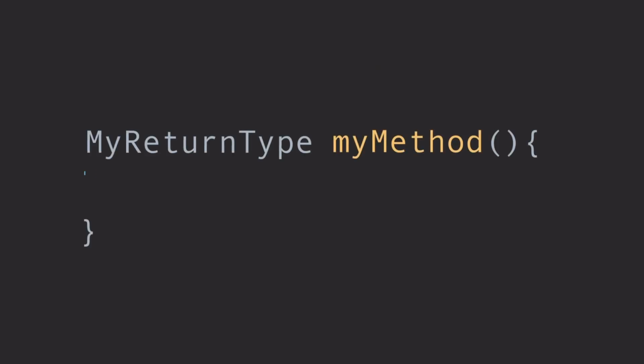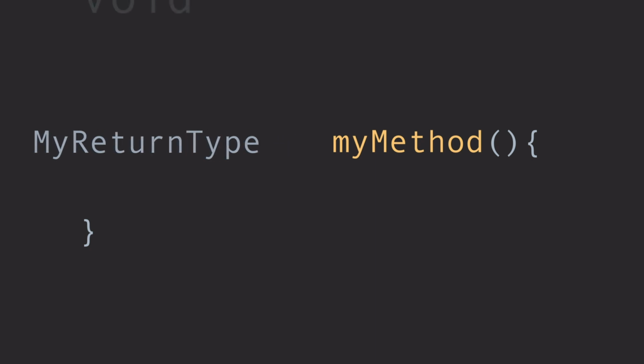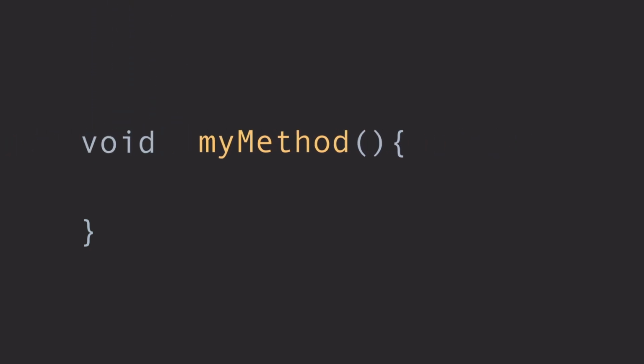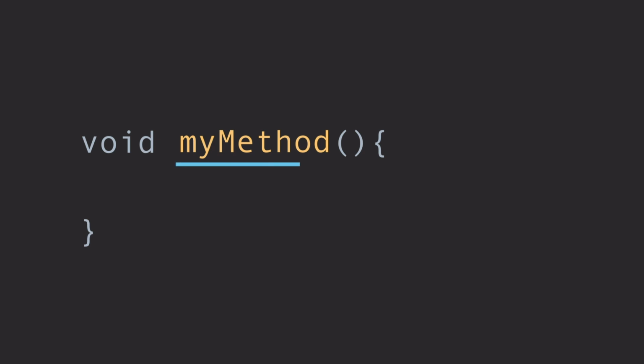The declaration of a method starts with a return type. This says what the method will return back to the caller of the method. Now, void is a special Java keyword which means the method does not return a value. We will cover additional Java keywords later in this course. Next is the name of the method. The method name should be something descriptive, such as card removed.